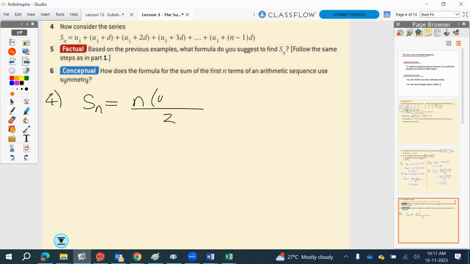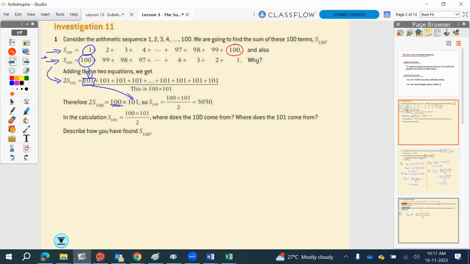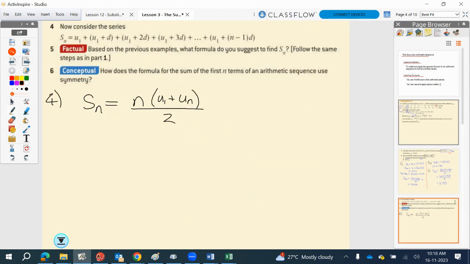We need u1 plus un. We need to add the first and the last term, times it by the number of terms, divide by 2. We get this from that first calculation. We need the first and the last term, which add together to give this. We have n lots of that. And because we're adding two sums together, we get double the sum, so we divide it by 2 at the end. So the formula for the sum of an arithmetic sequence is this.